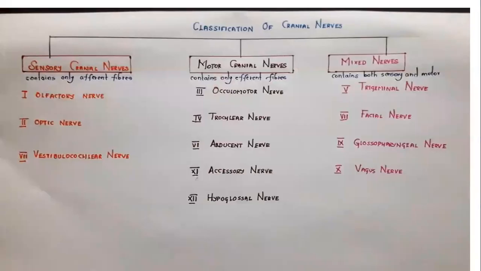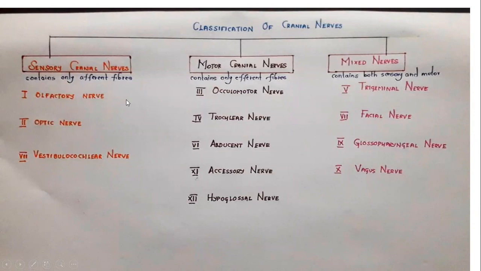Okay. And classification of cranial nerves. How can you classify the cranial nerves? Based on their function. Certain cranial nerves contain only a sensory part, which means they are involved only in carrying sensations. Certain ones are meant only for motor function. Certain nerves have both motor and sensory roles. So we have sensory cranial nerves, motor cranial nerves, and mixed nerves.